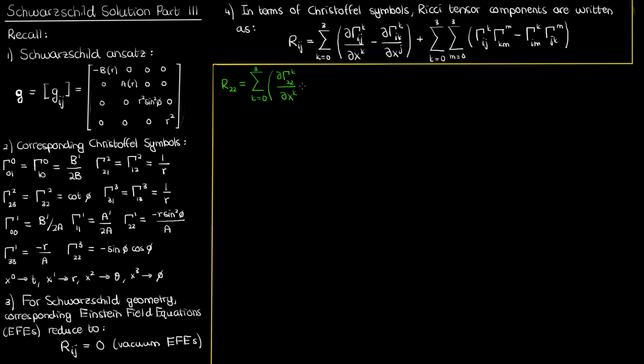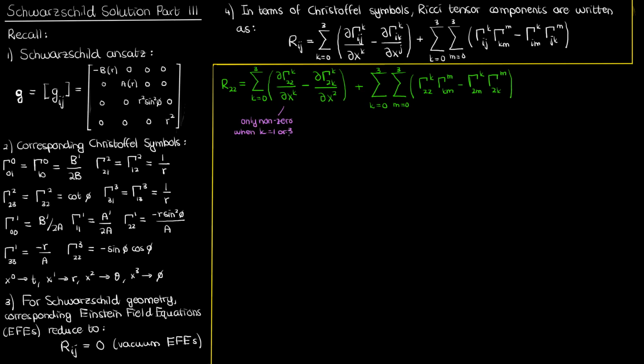If we plug in i equals 2 and j equals 2, here's what our Ricci tensor formula becomes, and now let's simplify. The first partial derivative is only non-zero when k is 1 or 3. Meanwhile, the next partial derivative term is always 0 because none of our non-zero second kind Christoffel symbols contains a term in theta, and x super 2 represents the theta coordinate. For the third term of this Ricci tensor component, the k22 Christoffel symbol is only non-zero when k is either 1 or 3. And for the fourth term, the k equals 0 term is always 0.